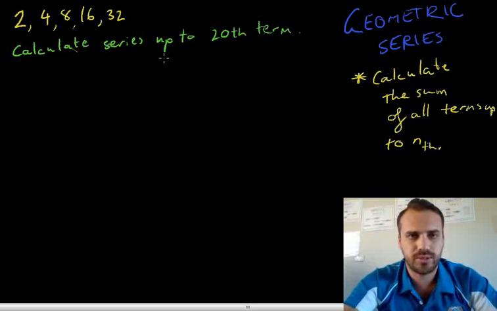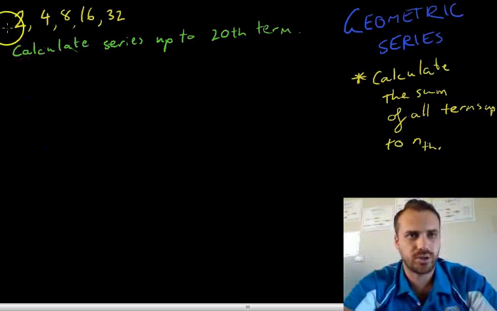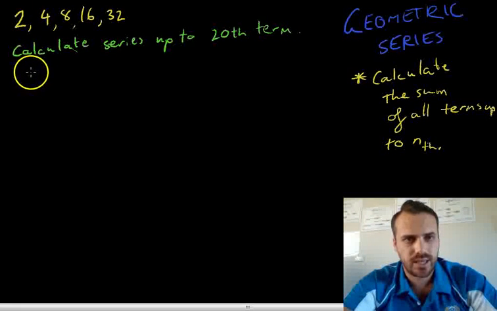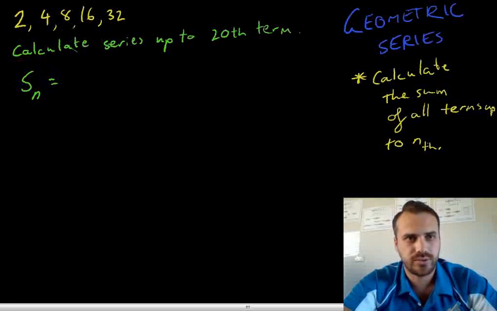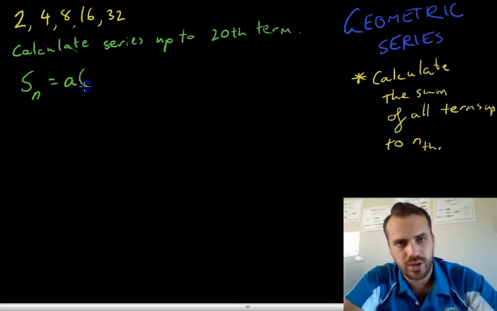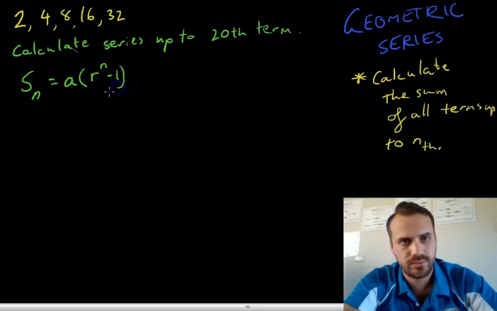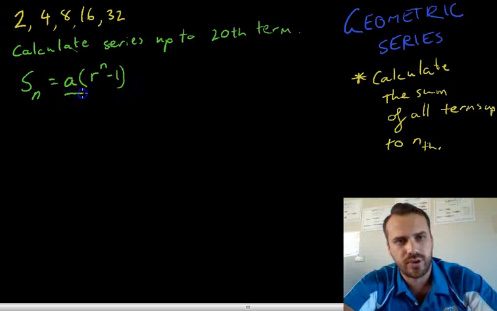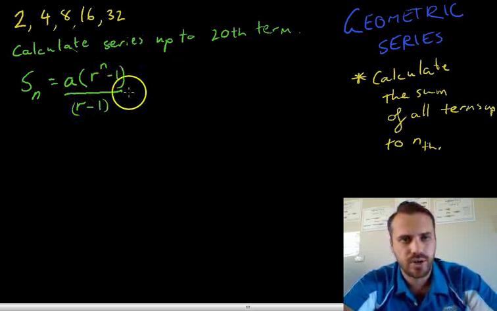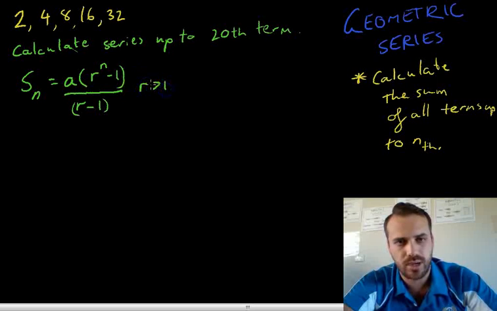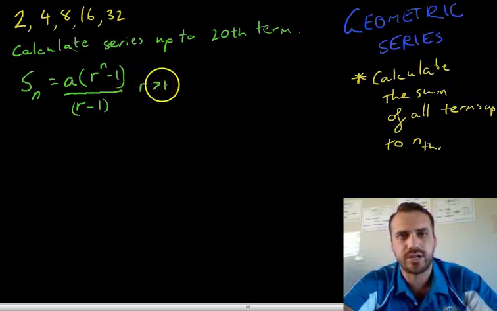Now the formula for this is a little bit complicated. It's S subscript n equals A times (r to the n minus 1) over (r minus 1). Now this only works if r is greater than 1. That is, if the ratio is greater than 1.